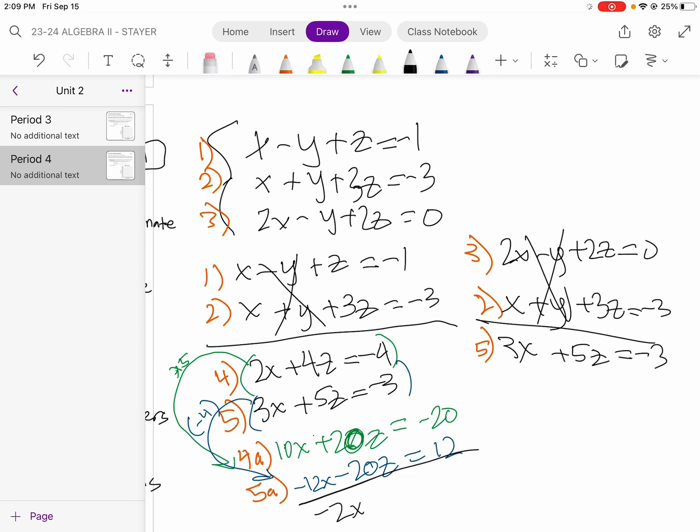Negative 2x out of there. Negative 8, and x is 4. Students, that's the first answer. That is my first one.